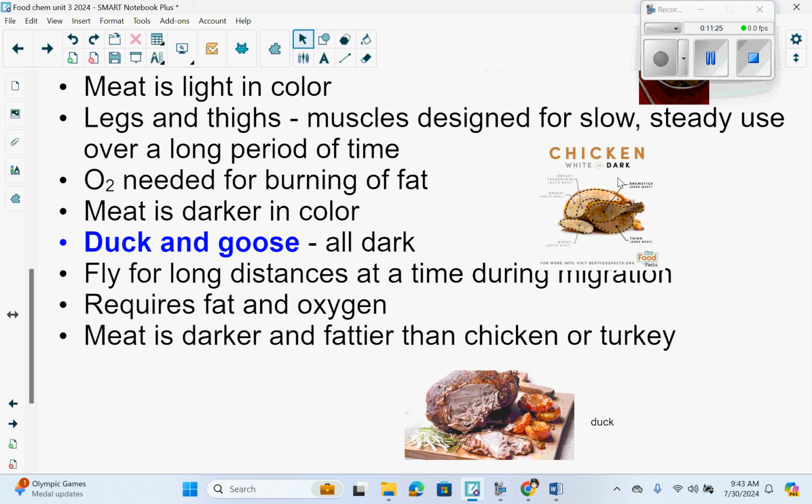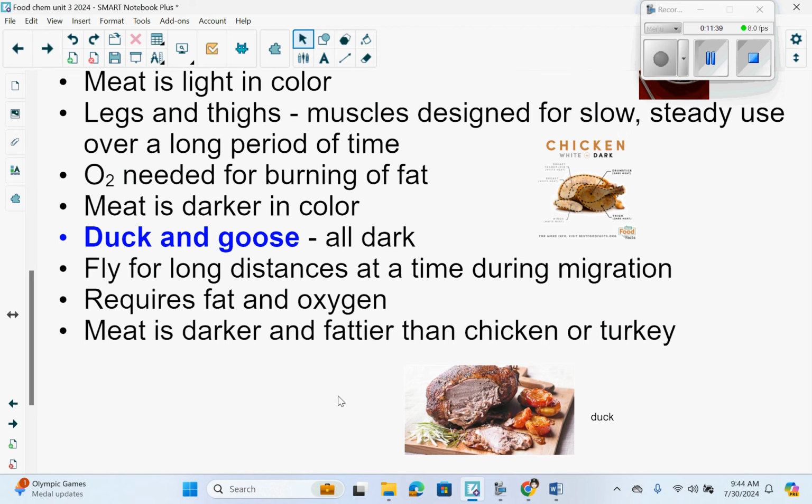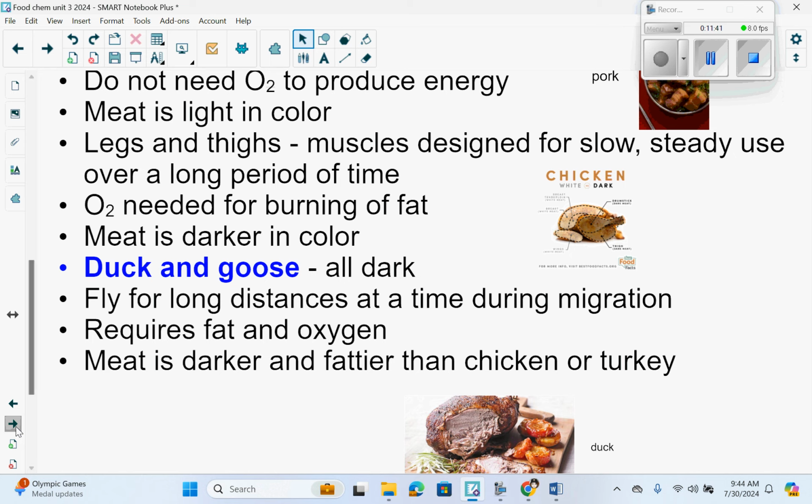All right, so here's the meat that I was just talking about. Duck and goose, these are all dark. They fly for long distances at a time during migration. This requires fat and oxygen. The meat is darker and fattier than chicken or turkey.